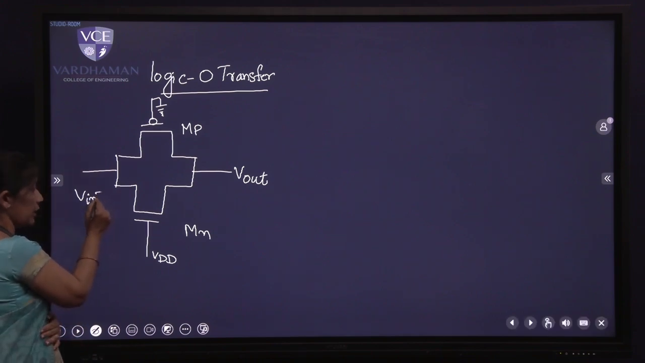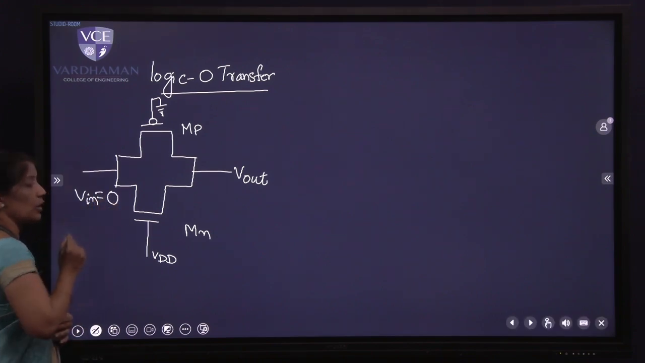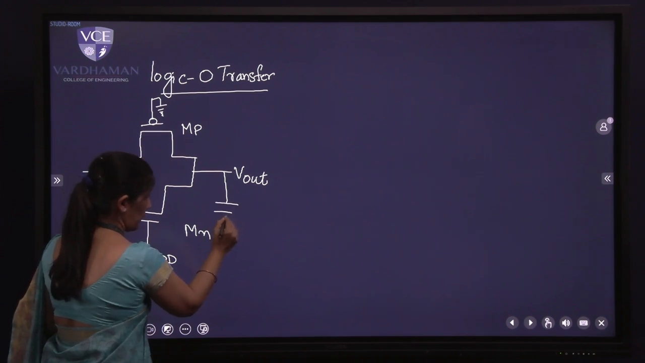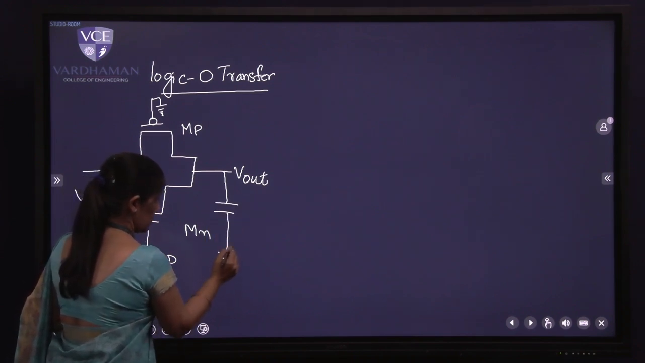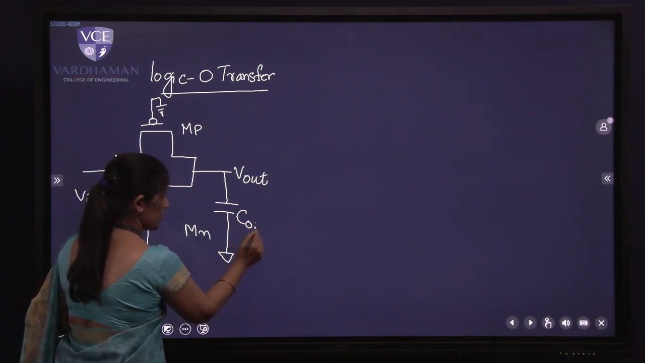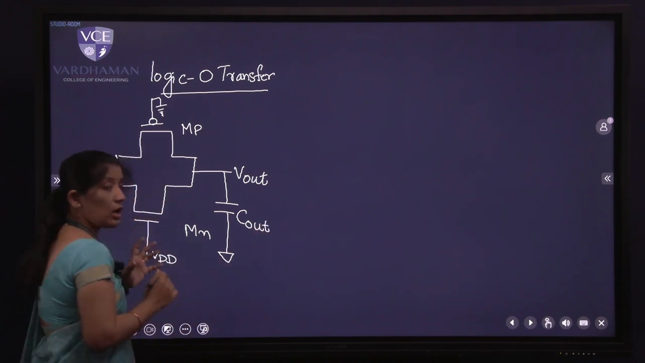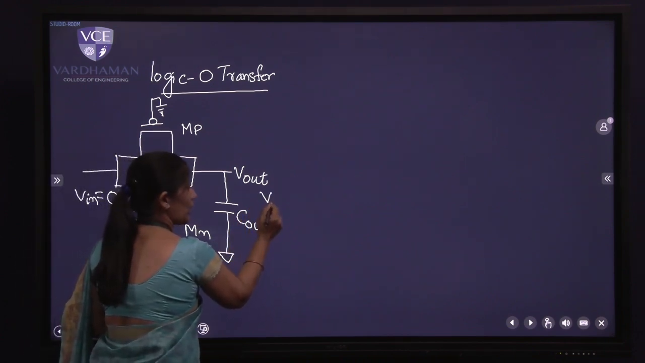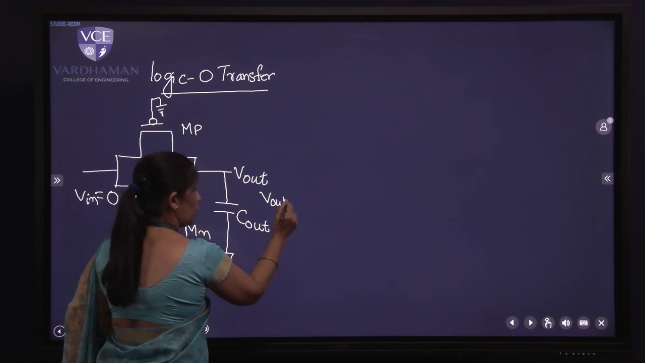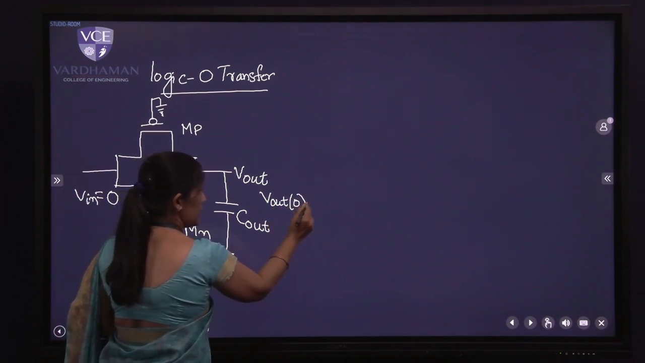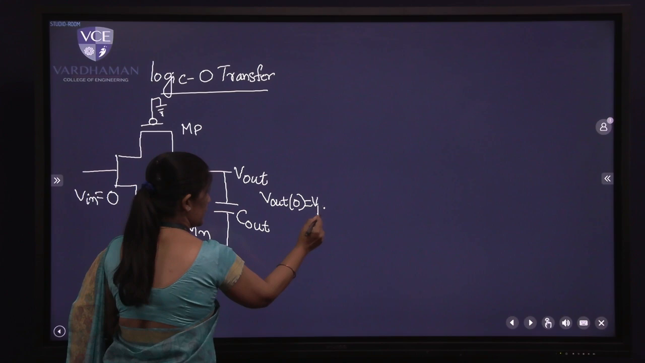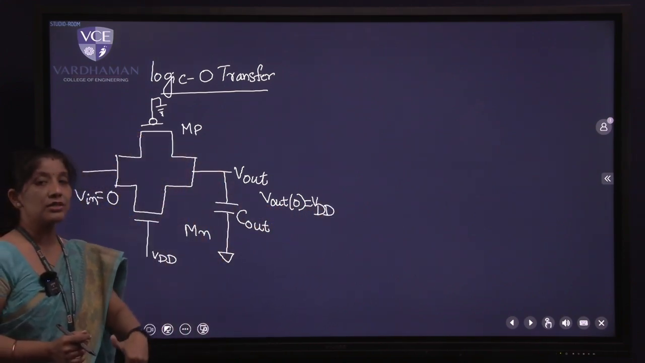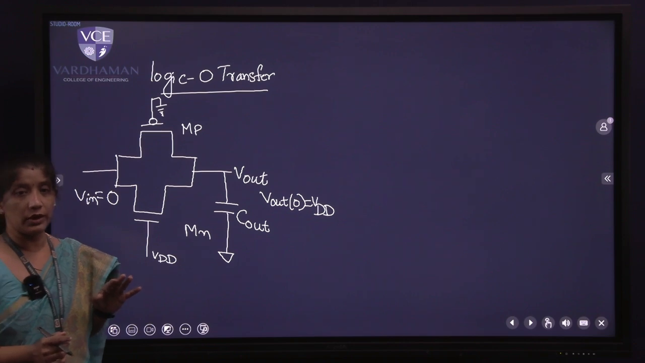So input here will be equal to 0. Output is taken across a capacitor, so I'll write C out. Because output is going to 0, it's a discharging voltage. So I write down Vout initial value is equal to VDD, because initially it is at VDD and that's how it is discharging and coming to a value of 0 voltage.